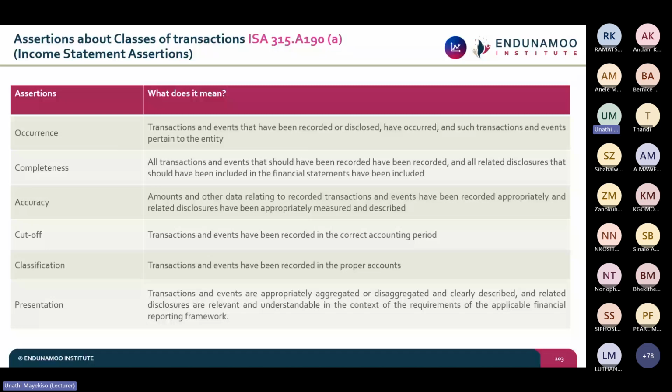Assertions for classes of transactions. Occurrence, meaning that everything that you've recorded has actually occurred. Completeness, meaning that you have recorded everything that should have been recorded. Accuracy, that you have recorded those things appropriately. So if it's revenue, you've removed the VAT from the revenue. Cutoff, that everything has been recorded in the correct accounting period. Classification, that you've put it in the correct accounts. If it's depreciation, it should sit in depreciation. If it is stationery, it's sitting in stationery. Presentation, that everything that you've presented is in accordance with the disclosure requirements of your financial reporting framework.